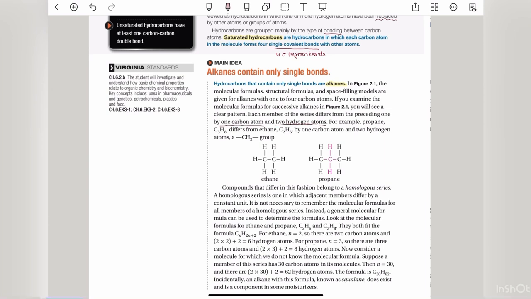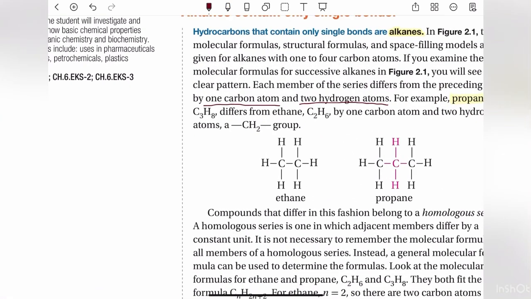For example, propane, its molecular formula is C3H8, differs from ethane, C2H6, by 1 carbon atom and 2 hydrogen atoms, a CH2 group. This CH2 group is also known as a methylene group.